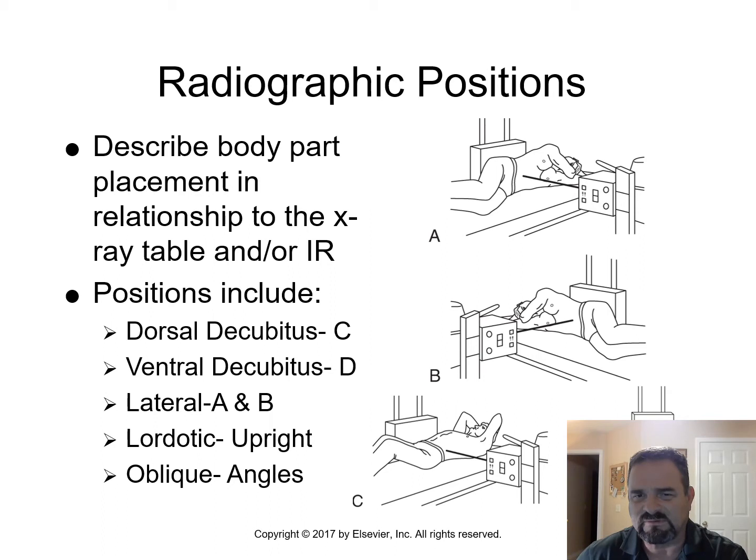All right, so in these radiographic positions, we're talking about the relationship of the patient to the X-ray table or the IR. Dorsal decubitus is C, okay? This guy right here, he's dorsal decubitus, all right? He is on his back, versus down here in D, he is ventral decubitus. And then lateral, A and B here. This is a left lateral. This is a right lateral, because we always consider the patient. And then over here is your left lateral recumbent.